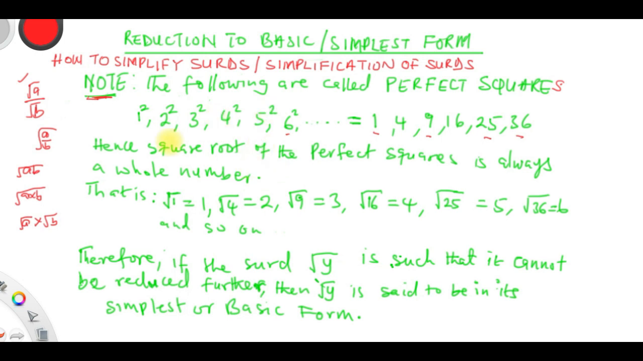So if you find the square root of any perfect square, you get a whole number. For example, the square root of 1 is 1. The square root of 4 is 2. Why? Because the square root of 4 is the same as the square root of 2 squared.